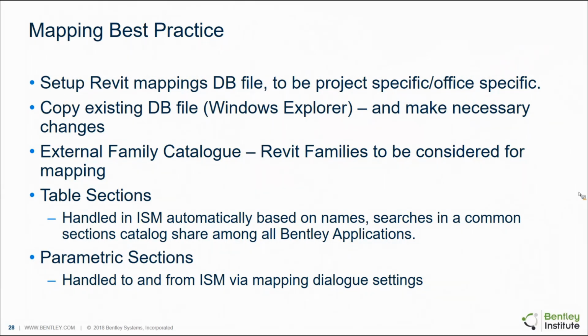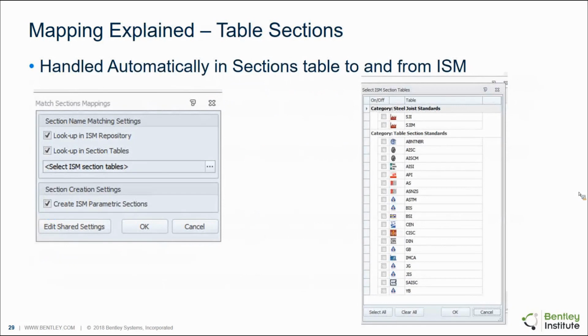External family catalog: during mapping, if you want your Revit families, whether they are the standard families or custom families, to be considered for mapping, they must be added in the external family catalog. And table sections are handled automatically in ISM, looked up against a sections catalog database. For parametric sections, I'll cover these shortly. They're handled to and from ISM via mapping dialog settings.